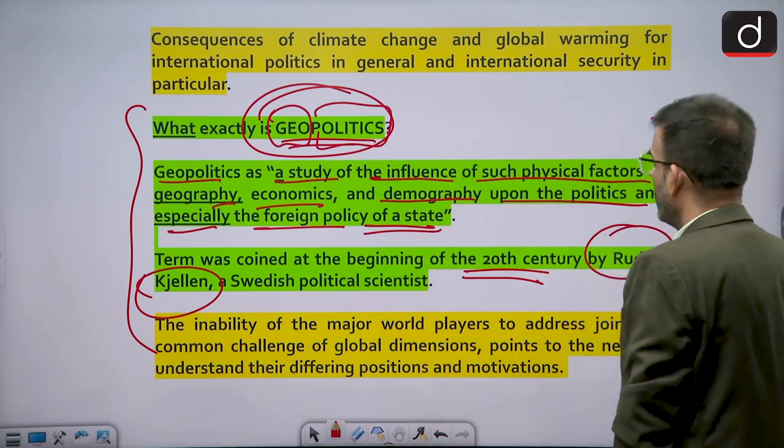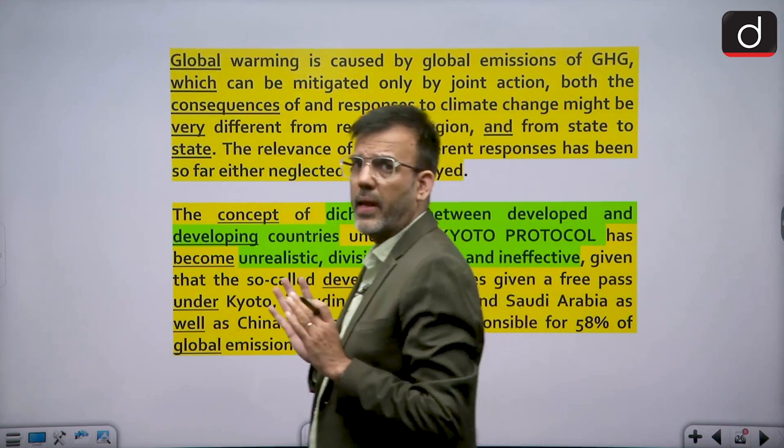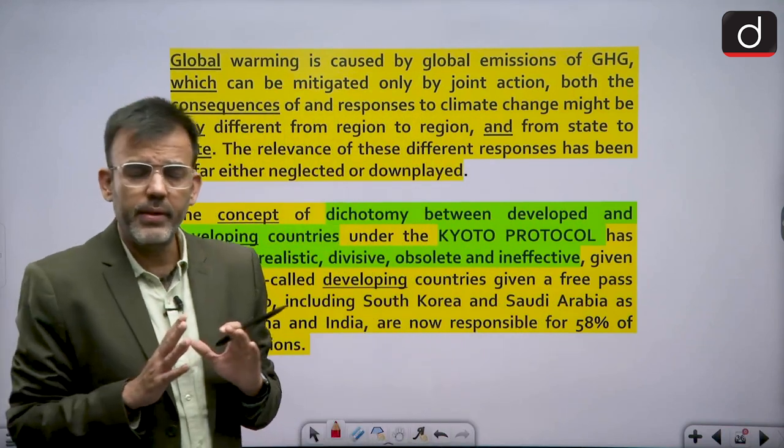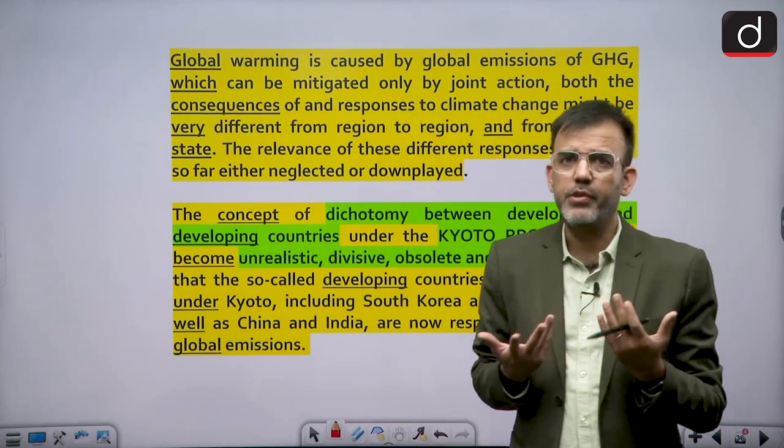Now, we have to discuss the climate change politics and the role of geopolitics in the changing climate change politics.